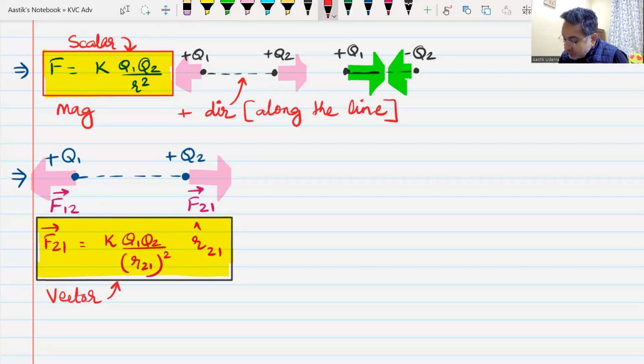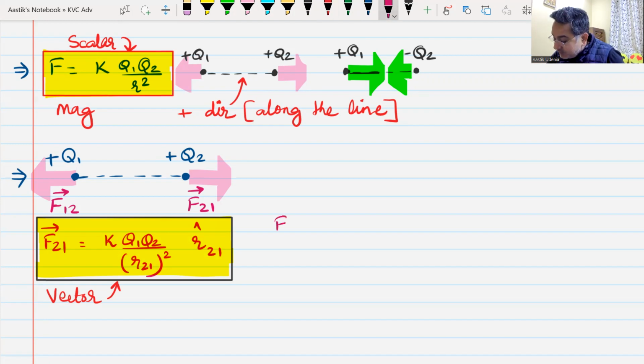This is the vector form. It will give you both the magnitude and the direction of force. But here you will have to put the charges with their signs. If both are positive, it's positive, force will be in this direction. If both are negative, the force will again be repulsive in the same direction. If one is positive and other is negative, you have to put them with signs, and the force will become reversed. Do we understand this? Yes, sir.